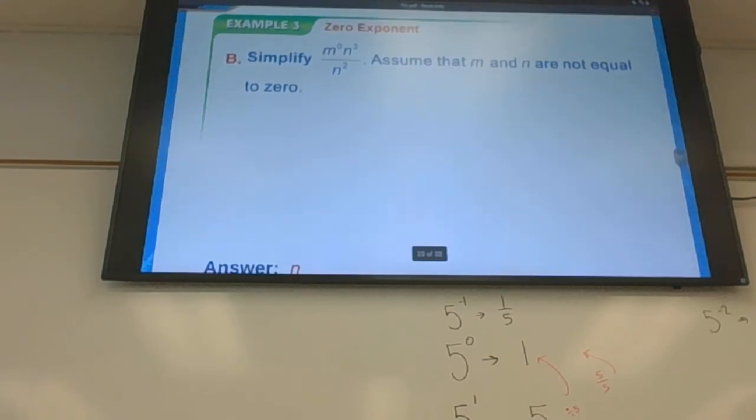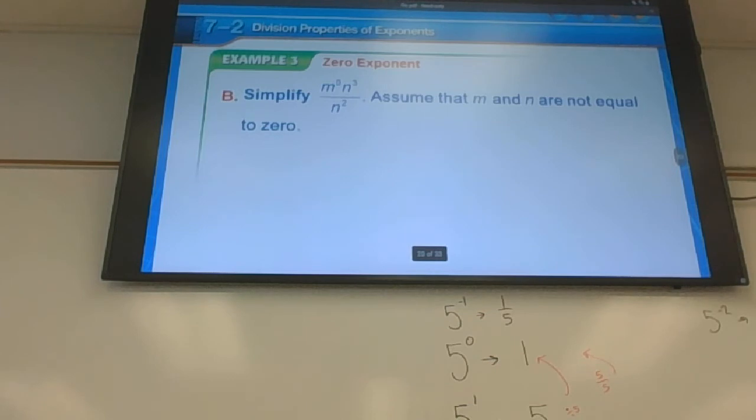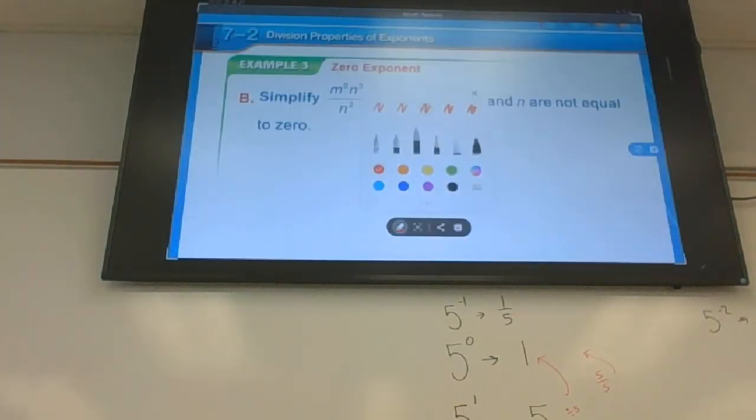Alright, try this one though. Write this one down and try it. If it's a 0, does the exponent count as 1 or does the number count as 1?